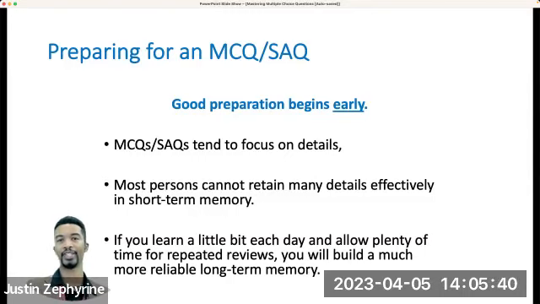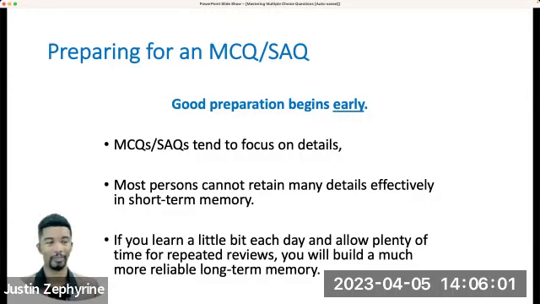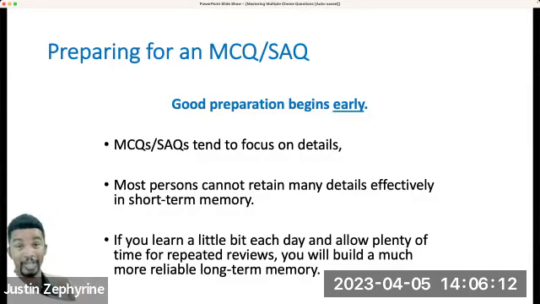Again, most persons cannot retain many details effectively in short-term memory. And that's why I said make it personal. So if you're doing psychology and having difficulty remembering something like the Oedipus complex, or the Electra complex, or the Freudian slip, make it personal. Did you ever say something that was out of timing, and you wondered why that came out? That's the Freudian slip: you said something that you weren't supposed to say.